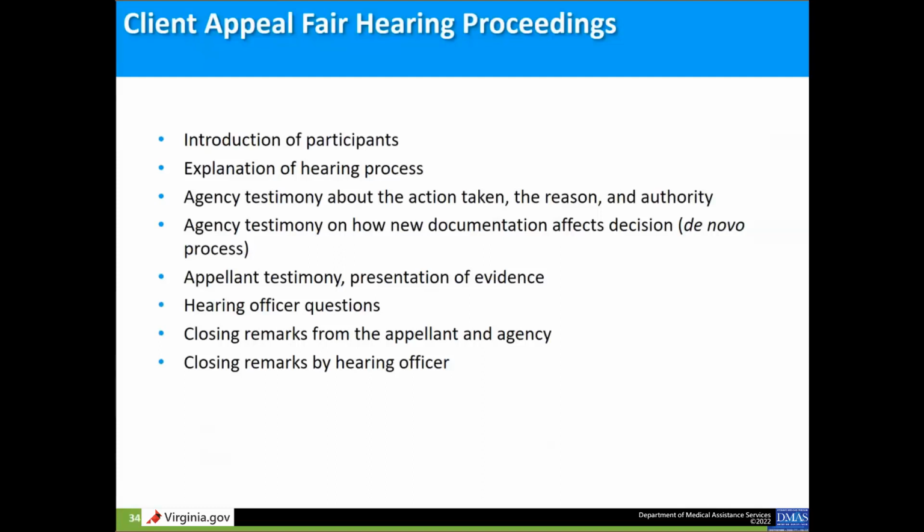Next, the appellant will be allowed to offer any testimony or present any evidence that they feel advances their case. The hearing officer will be prepared with questions for the appellant and the agency representative as well. Finally, the hearing officer will allow closing remarks from the appellant and the agency representative, followed by closing remarks that describe any delay, record closure dates, and the final deadline for issuance of the Medicaid appeal decision.